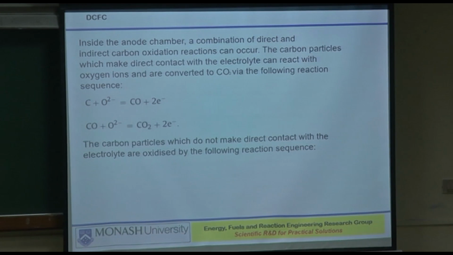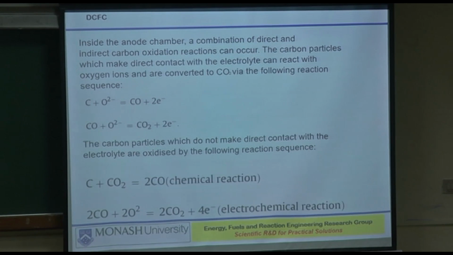And then the carbon particles which do not make direct contact, there will be some, they also have their chance. They are oxidized by this particular reaction, which is a standard chemical reaction. So it's the C plus CO2 Boudouard reaction, and then you have it this way. So this is the beauty of the DCFC, because technically you can get the best of both worlds, both thermochemical and electrochemical.